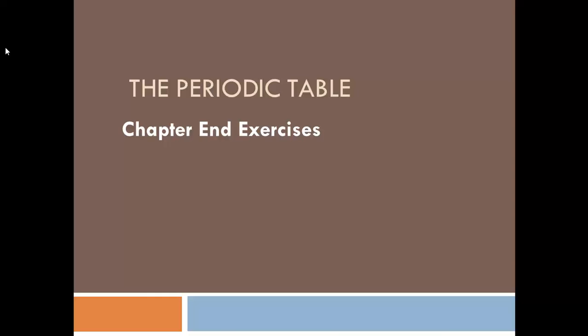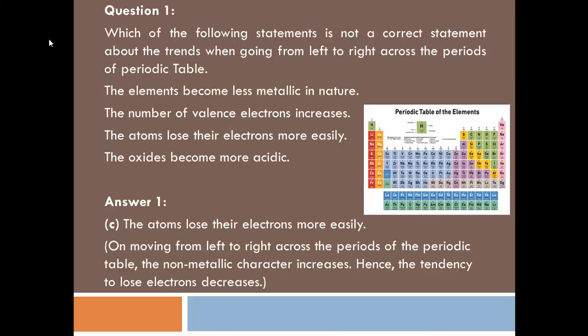So today we are going to discuss the exercises from the chapter The Periodic Table. Let's move into the questions. Question number 1 is, which of the following statements is not a correct statement about the trends when we go from left to right across the periods of the periodic table? So the first option is the elements become less metallic in nature.